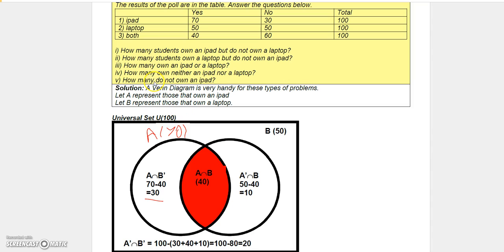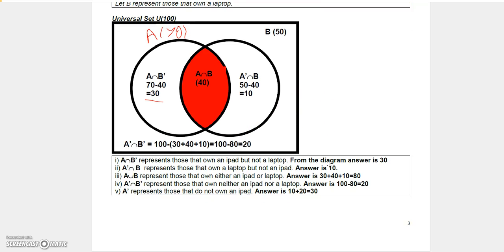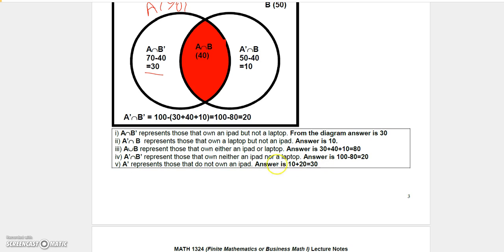And then last, how many do not own an iPad? Well, remember, the A circle represents the iPad. So these 10 here do not own an iPad. But also, don't forget, these 20 out here don't own an iPad, so you'd have to add the 10 and the 20 together to get 30. So here's the answers to all of those questions. All right, so that's how we can use sets to answer counting questions like that.